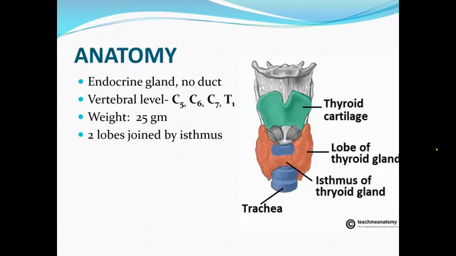The false capsule is derived from the pretracheal layer of deep cervical fascia, which is thickened at the medial surface and forms a suspensory ligament, which is called Berry's ligament or ligament of Berry.